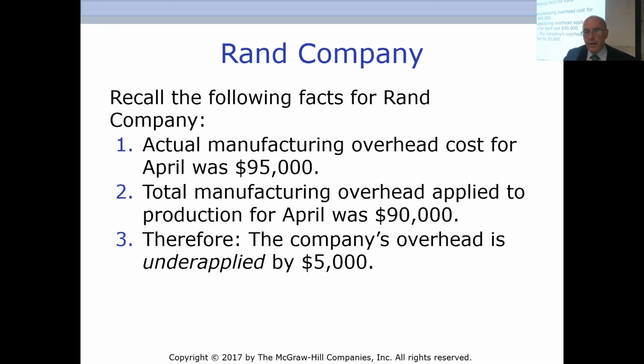How would that affect gross margin? Gross margin is the same as gross profit, right? Now you have sales minus cost of goods sold equals gross profit or gross margin. How would that affect gross profit or gross margin? If the company's overhead is underestimated by 5,000, yeah, it means you have to subtract 5,000 more. If you subtract 5,000 more, that gross profit shrinks by 5,000. Yeah, so that's the relationship.